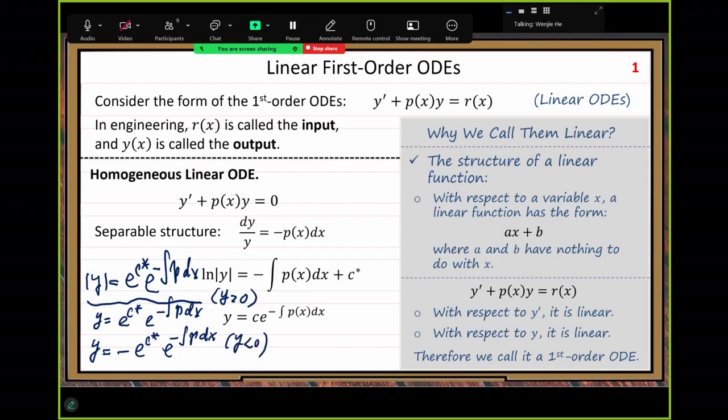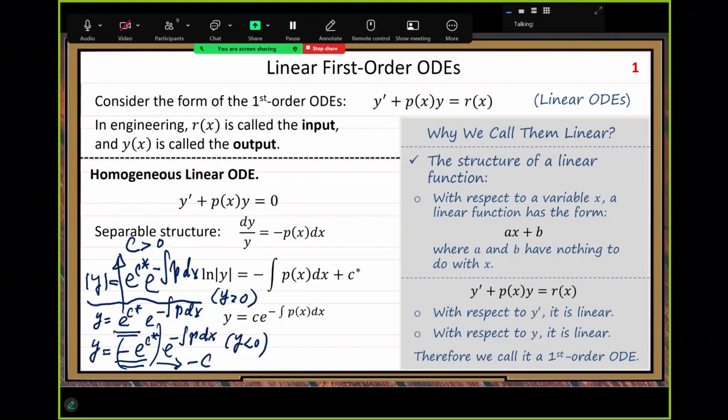Now you look at this part. E to the c star, we can treat it as an arbitrary positive constant, right? Suppose this e to the c star, we treat it as c, positive c. But here, negative c.